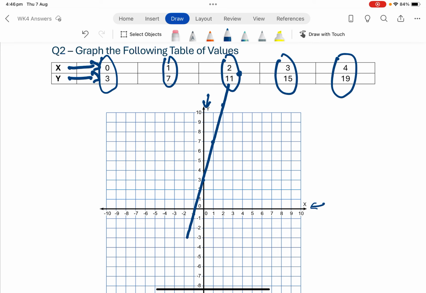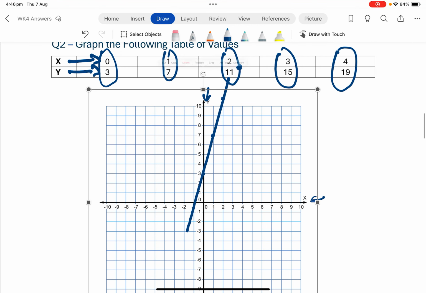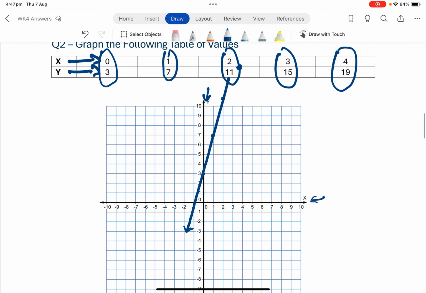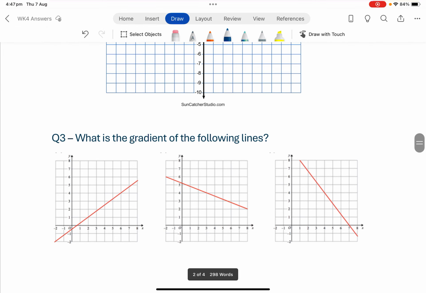Okay, that kind of worked. All right. And then as long as we know that this line goes on forever in that direction, and forever in that direction, I would be happy with that answer. Okay.